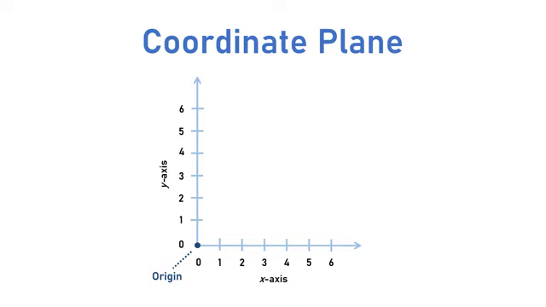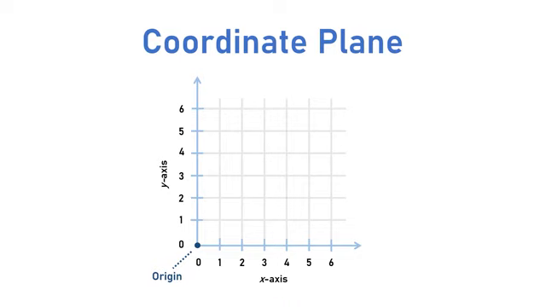Now imagine that each tick on the number line extended all the way out like this. This gives us a grid to help us navigate our coordinate plane. So how do we use this coordinate plane?